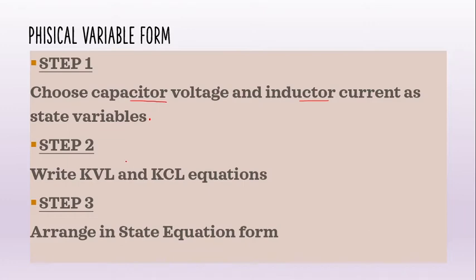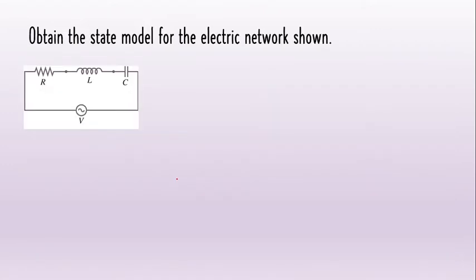And then what we have to do? We have to write the KVL and KCL equations, and then we have to arrange these equations in the form of a state equation. State equation means x dot is equal to Ax plus Bu. If we perform these three steps, we will get the state variable form of a given circuit, and it will be called physical variable form. So let us try an example.